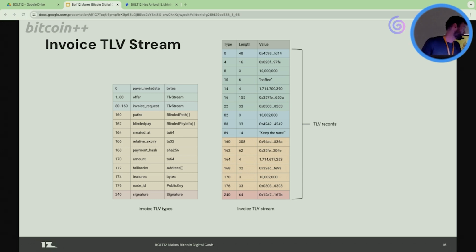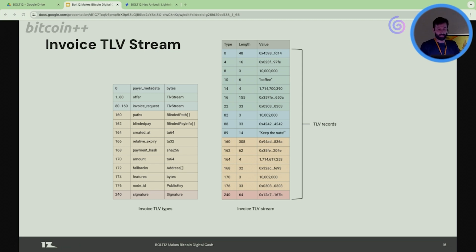There's the amount there, so this is the amount that Bob expects to be paid. And there are fallback addresses. So these are on-chain addresses in case, for whatever reason, Alice can't make the payment. Bob can offer other ways to pay. Those are optional, of course. Then feature bits for extension. And the node ID here is also a signing pubkey, and it should either match the one in the offer, or it may match, which is a new spec change, a blinded node ID of one of the blinded paths. So there's a way to sign that way and verify the authenticity.